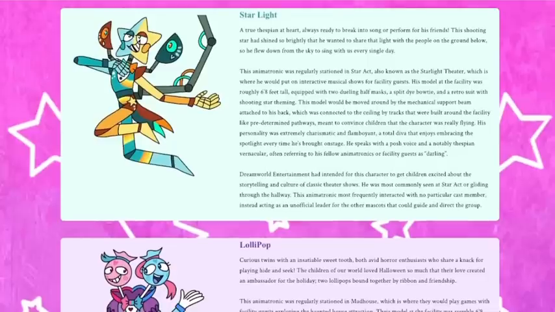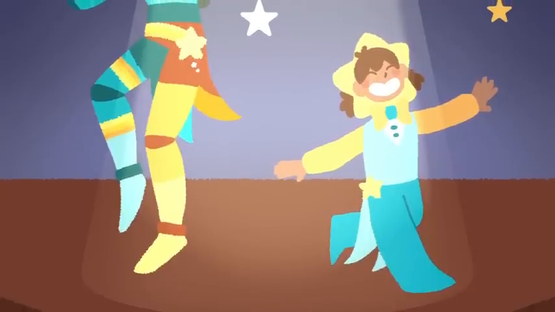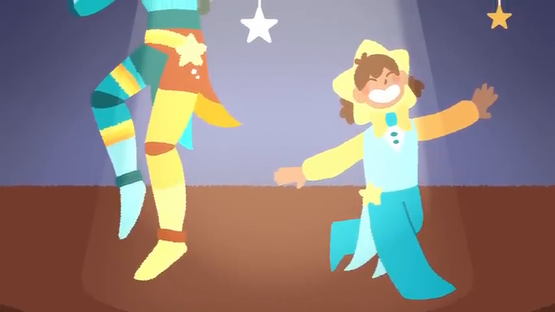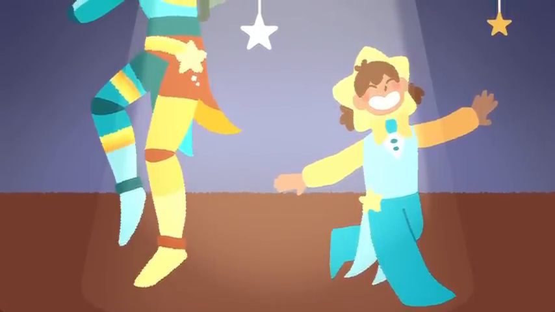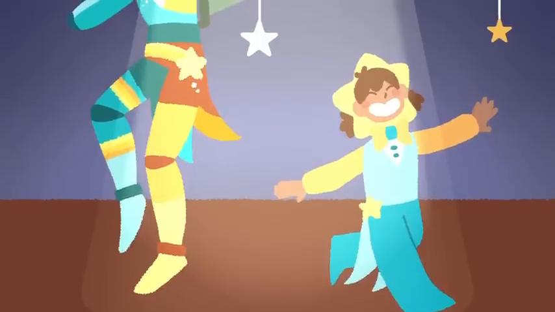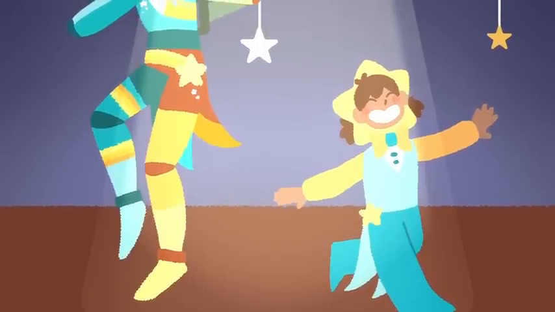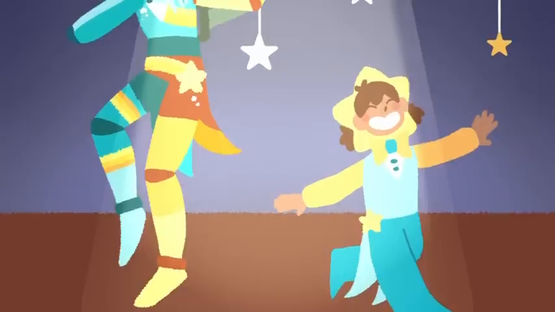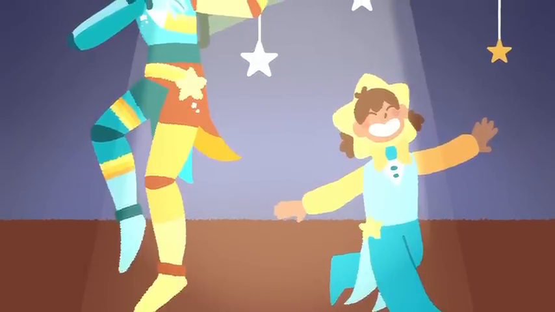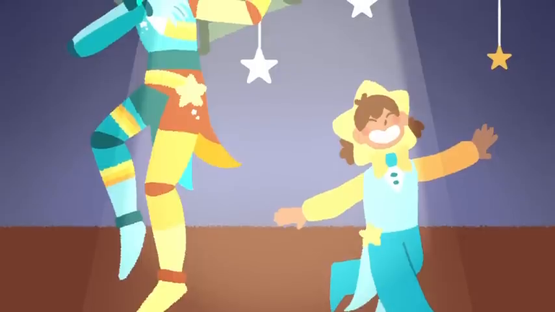A true thespian at heart, always ready to break into song or perform for his friends, this shooting star had shined so brightly that he wanted to share that light with the people on the ground below, so he flew down from the sky to sing with us every single day. This animatronic was irregularly stationed in Star Act, also known as the Starlight Theatre, which is where he would put on interactive musical shows for facility guests.